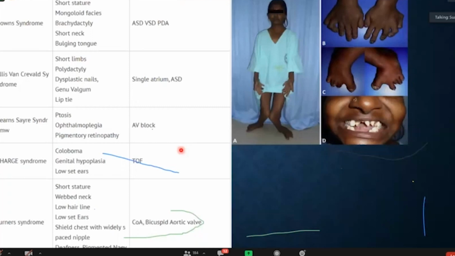So what phenotypical markers will you see? I think you will be knowing it. Short stature, webbed neck, very short neck, low hairline, low set ears, shield chest. What is shield chest? Wide means the nipples are widely spaced. Deafness. So these are all the features of Turner's which you have to look for in a patient if you encounter a very early or familial type of coarctation of aorta.